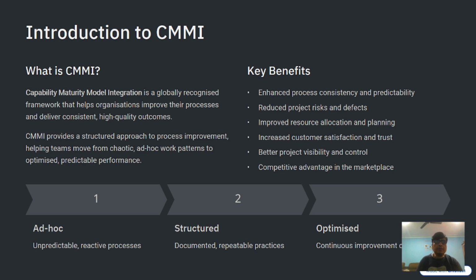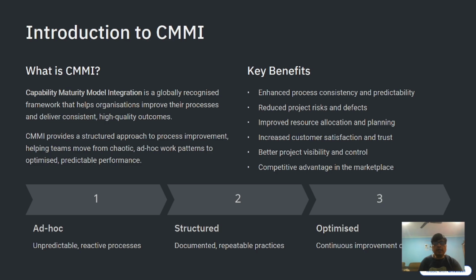CMMI stands for Capability Maturity Model Integration. As we said, in earlier days we started with CMMI level 1, 2, 3, 4, 5, and now it is called CMMI, with I for integration. It's a globally recognized framework that helps organizations improve their processes and deliver consistent, high quality outcomes.